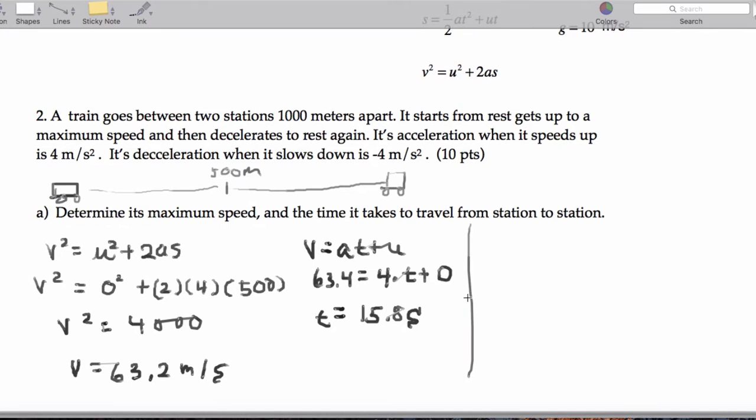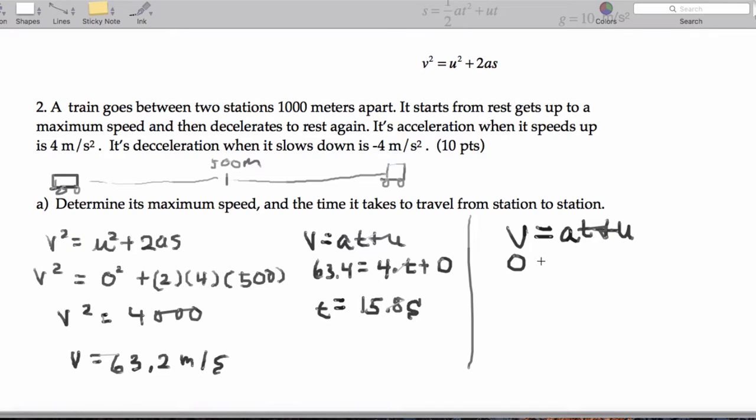Now let's get the time for the second part. I'm actually going to use an easier formula, v equals at plus u, right here. So that's going to be a final speed of 0, because the train needs to stop. We can have our passengers jumping for their lives. 0 equals -4 times t plus, and I start off with a speed of 63.2. And so that's going to give me a time, again, of 15.8.